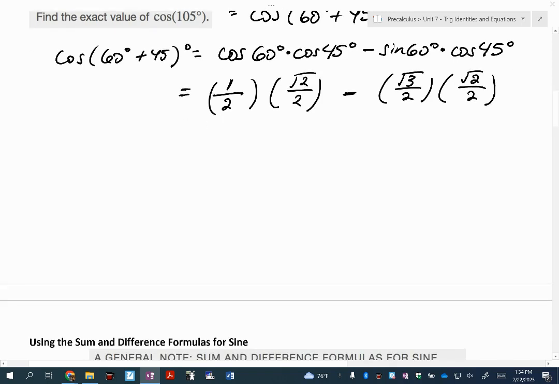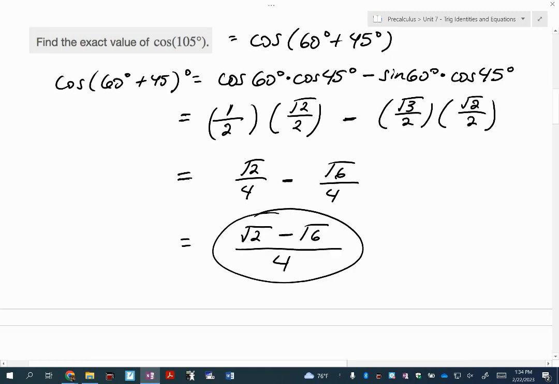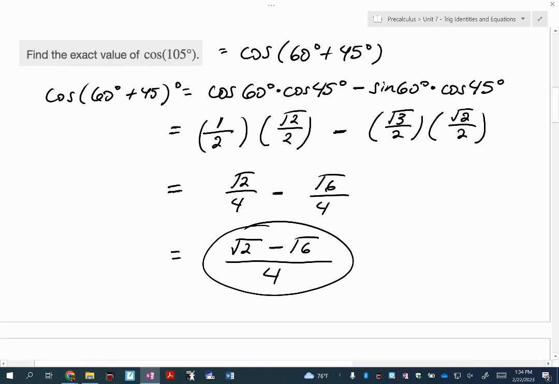So now we have essentially the same answer as the previous one, but with subtraction instead of addition: the square root of 2 over 4 minus the square root of 6 over 4. If you would like to write them as one fraction, you can do this, all over 4. So this is our answer for the second one.